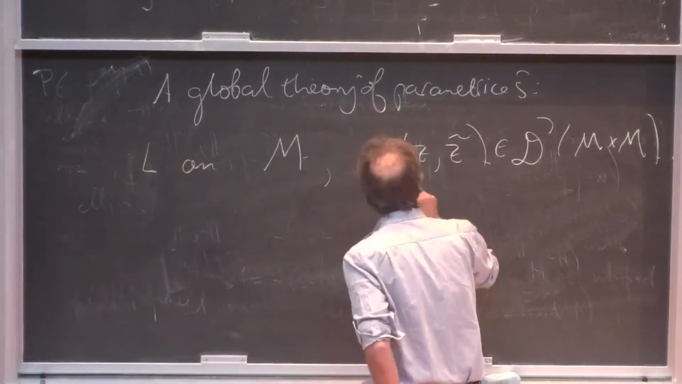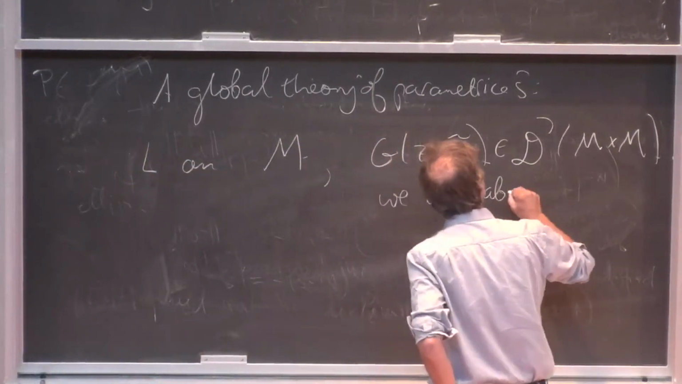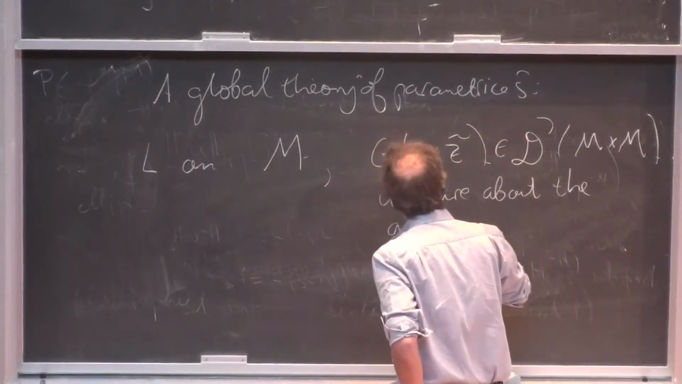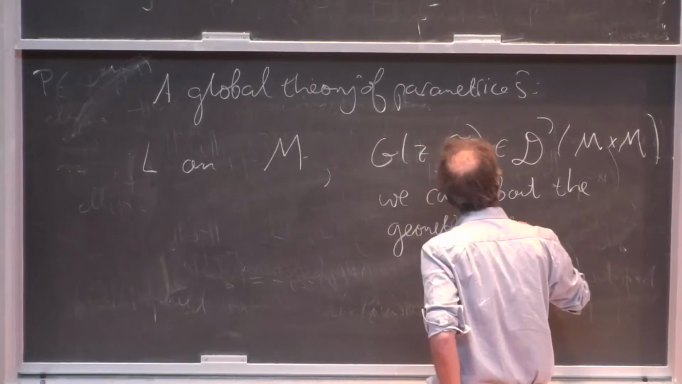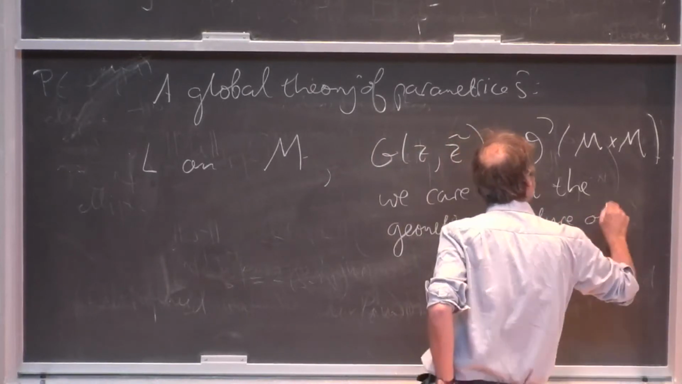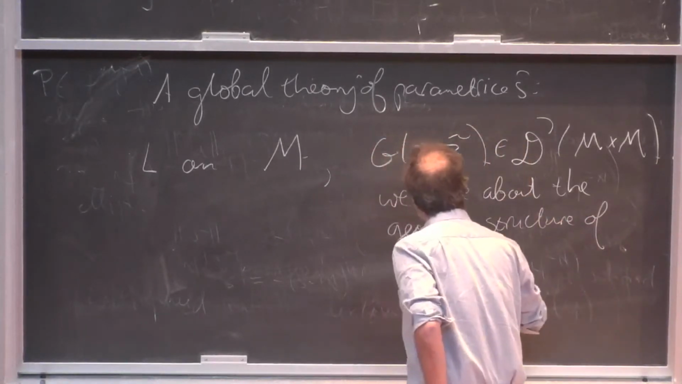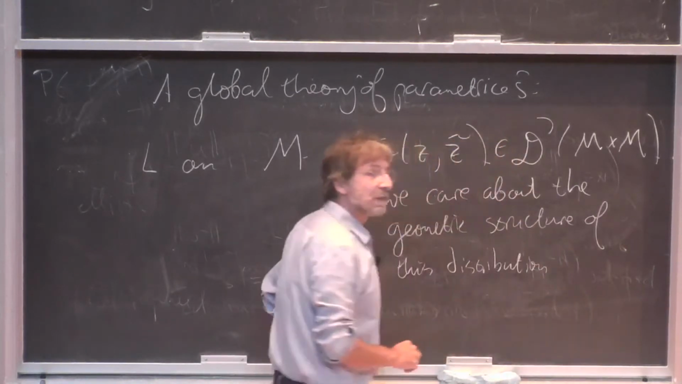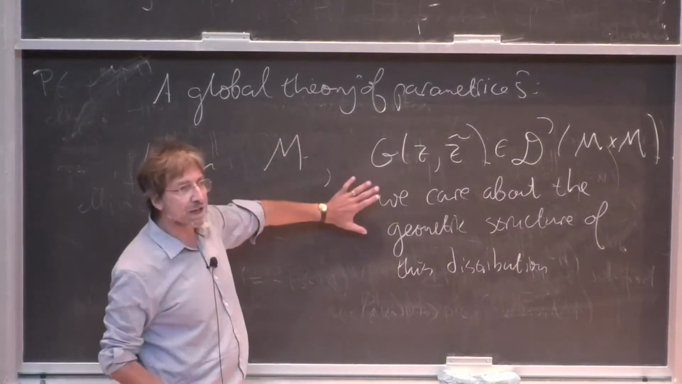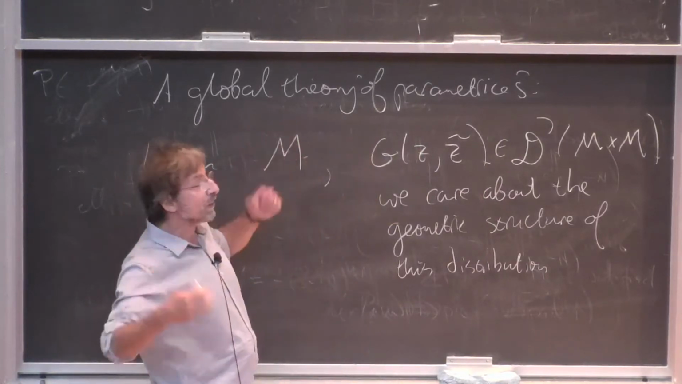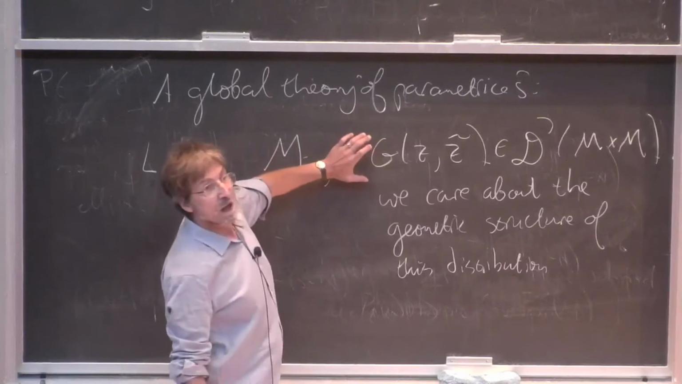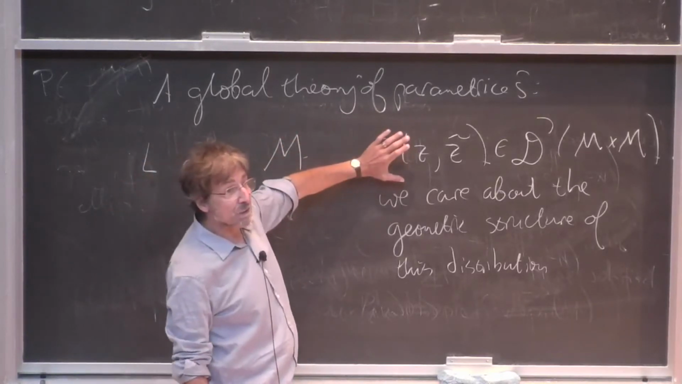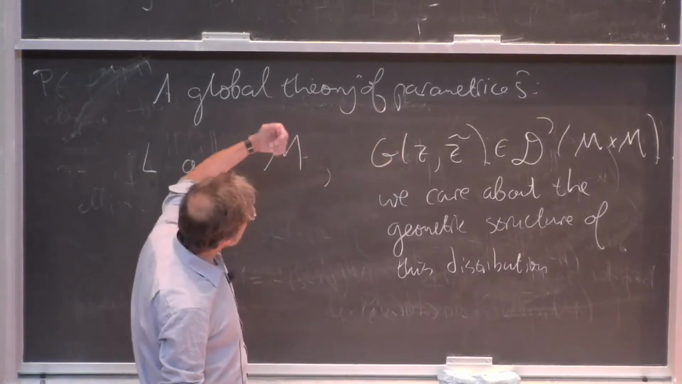So we care about the geometric structure of this distribution. And in fact, that's really the whole story: we're very interested in finding the global geometric structure of a parametrix, or a generalized inverse, for an elliptic operator. That contains an awful lot of information. The geometric structure contains various things.